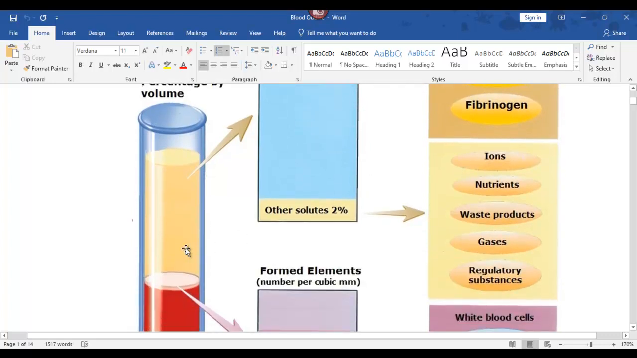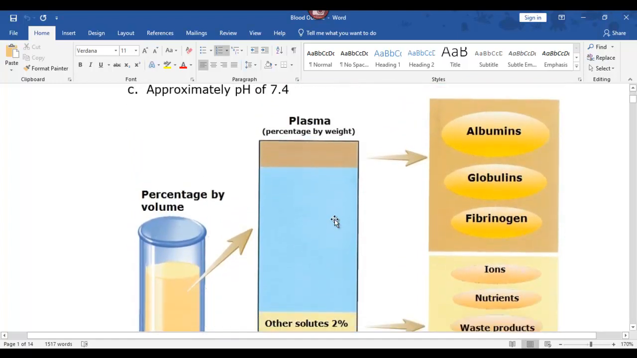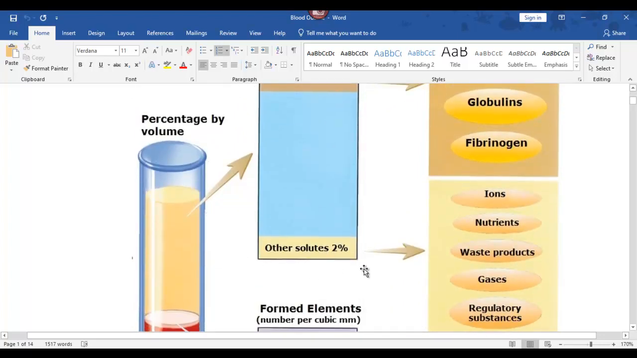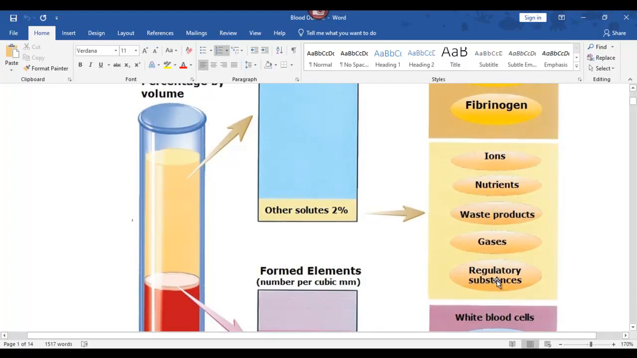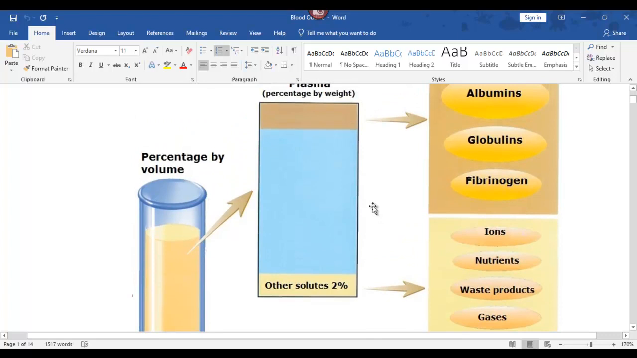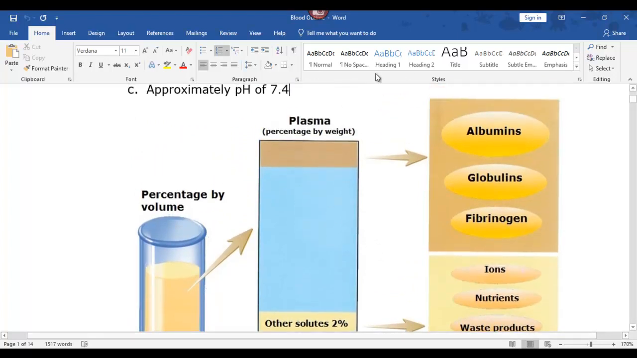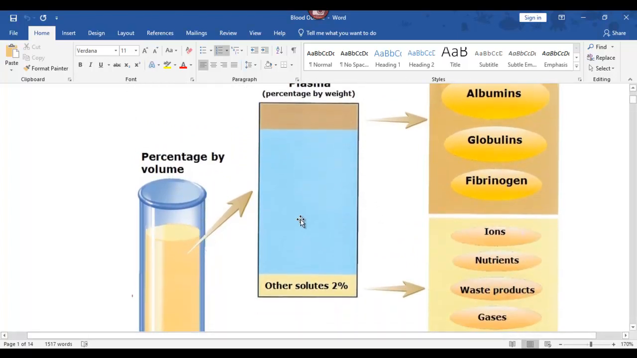These other substances, it says other solutes 2%, somewhere in there. I know that maybe the math, so you could say maybe this is 1, even this might be 1, but ions, nutrients, waste products, gases, I showed you that, oxygen, carbon dioxide, those are all things that are dissolved in plasma. So here's the big take from this. Plasma is 55% of a blood sample.